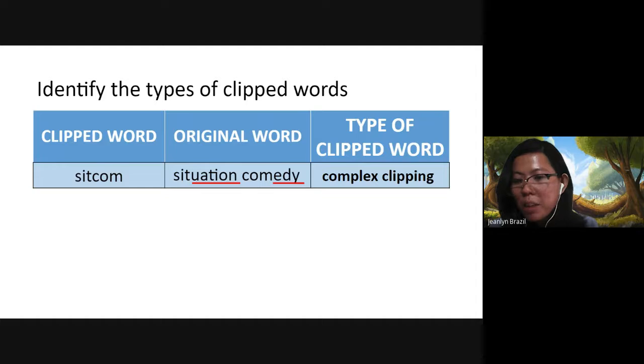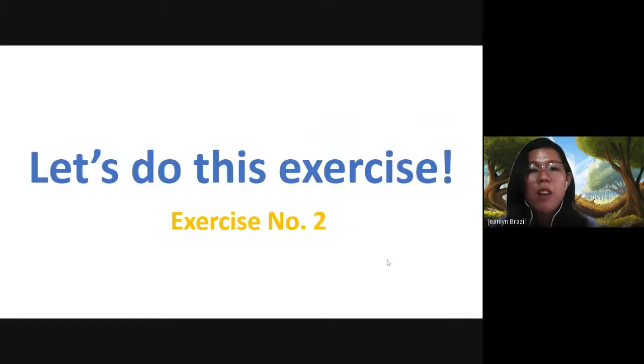O, sinong tama dito? Please raise your hand. Let's see. Huwag munang tanggalin yung pagtaas ng kamay, ha? Ava is correct. Charisse, Josea, Irene, Princess, Jasmine, Hillary, and Ken answered correctly. So that's good. Okay, so I believe that you already know the different types of clipped words.